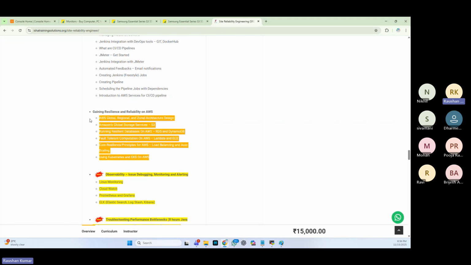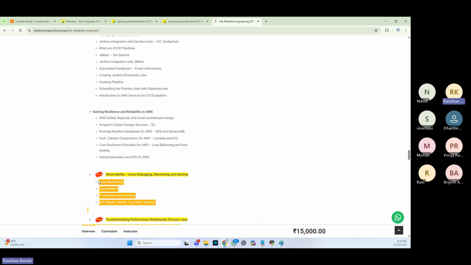We talk about a lot of AWS services: databases, security services, networking, and storage services. In this course, we talk about monitoring, friends. We talk about the importance of monitoring and observability. We take up Prometheus, Grafana, and Elastic Stack, CloudWatch, which is the AWS monitoring service, and Linux monitoring. Through Linux scripting, we can monitor the application. We talk about these things.